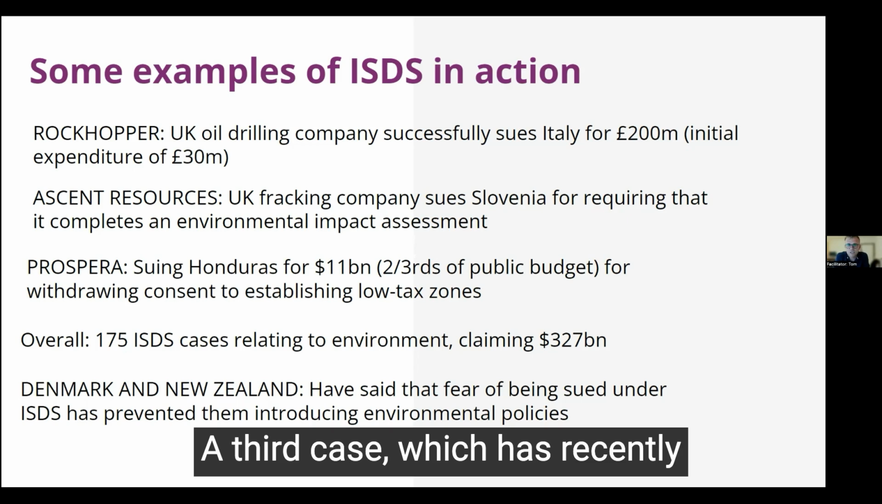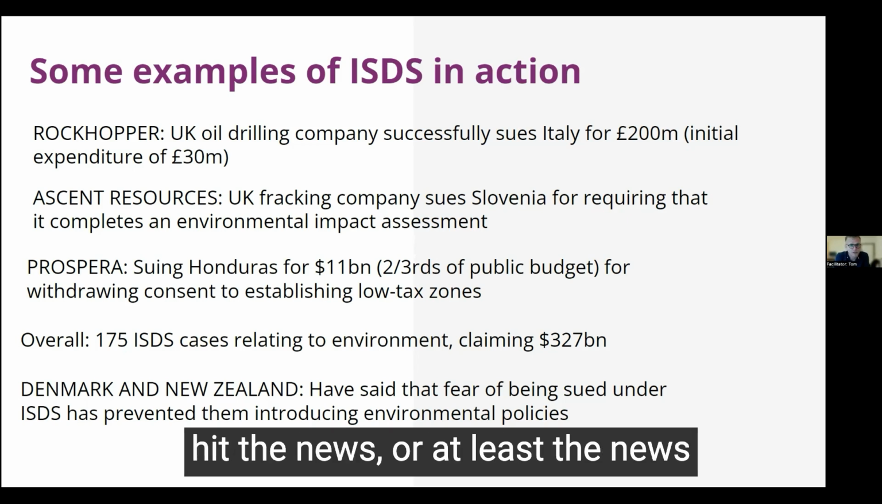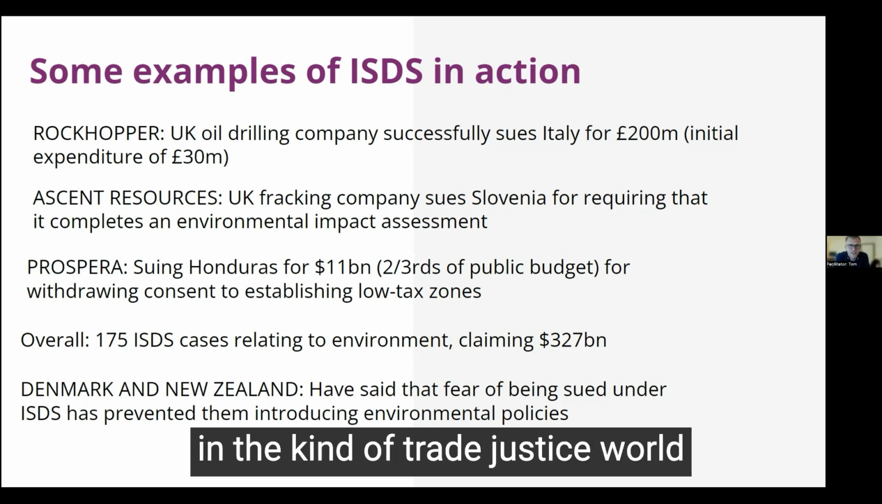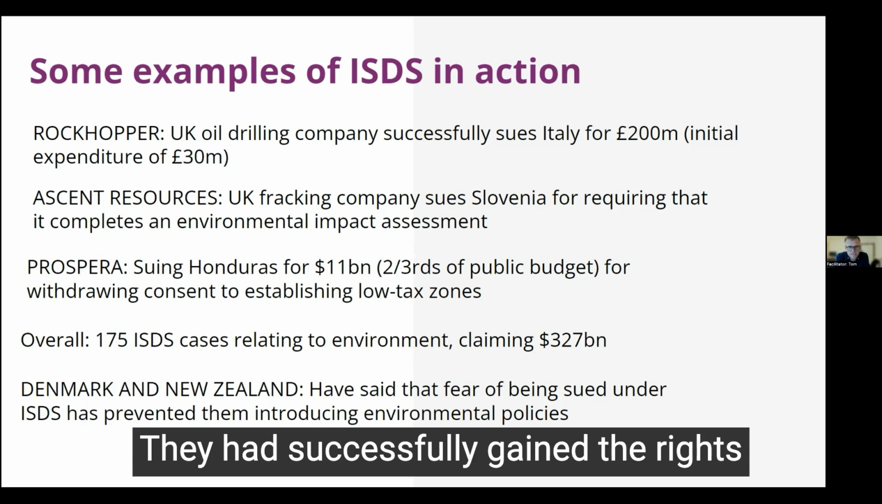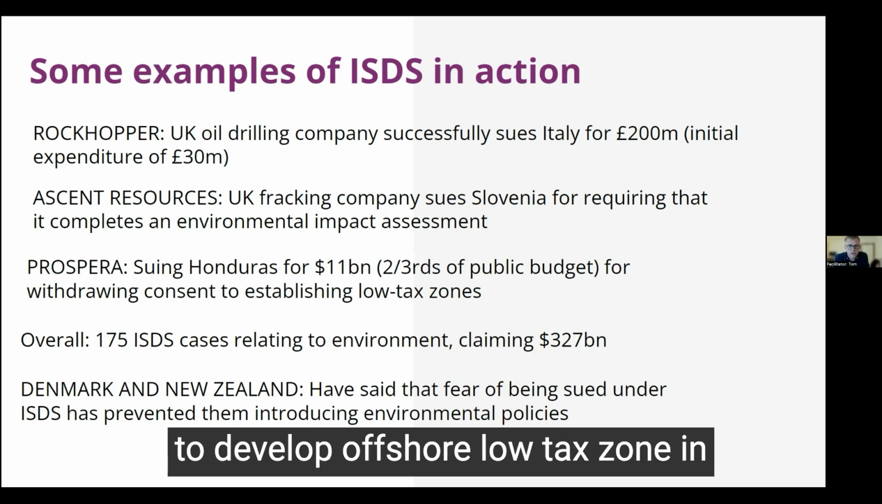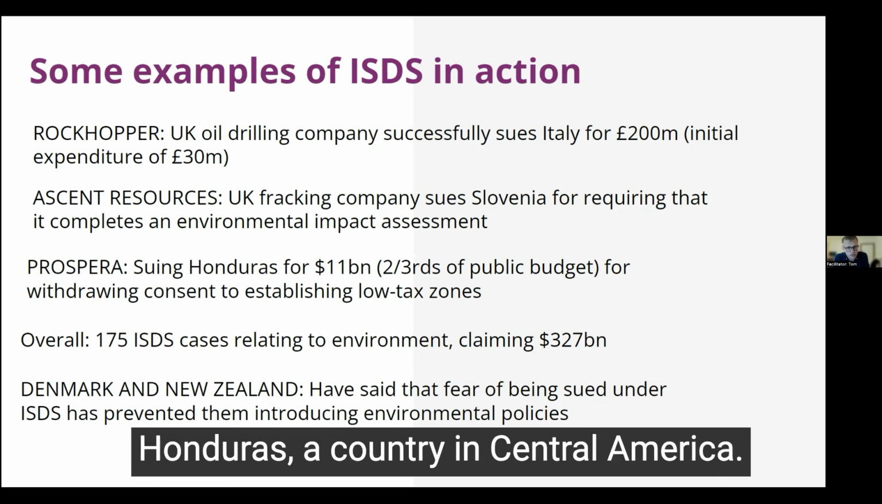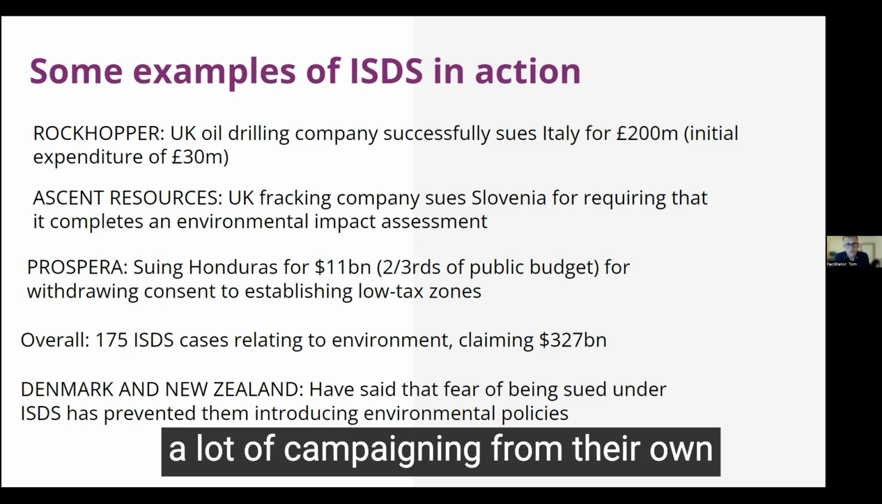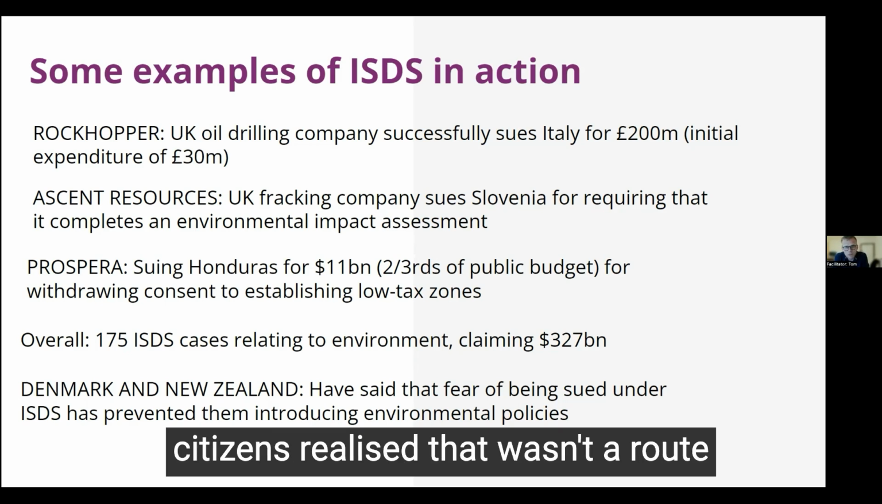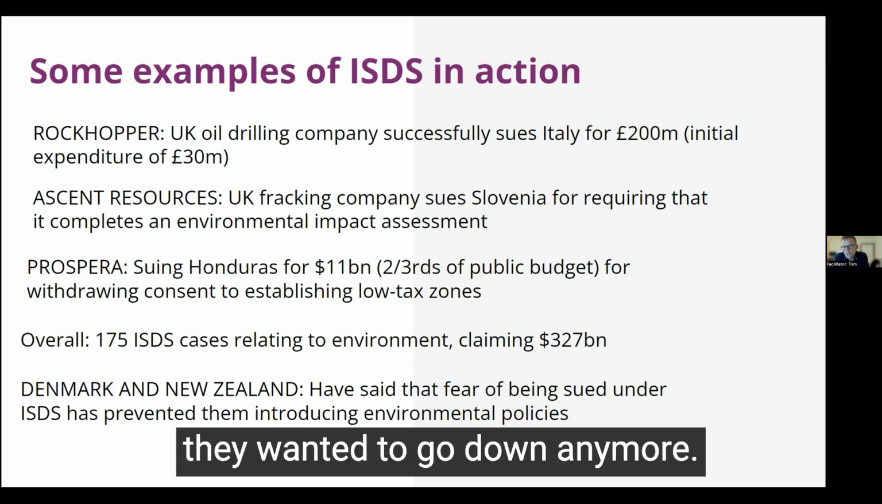A third case, which has recently hit the news, or at least the news in the trade justice world, is a US company called Prospera. They had successfully gained the rights to develop an offshore low tax zone in Honduras, in a country in Central America. And then Honduras, in response to a lot of campaigning from their own citizens, realized that wasn't a route they wanted to go down anymore.